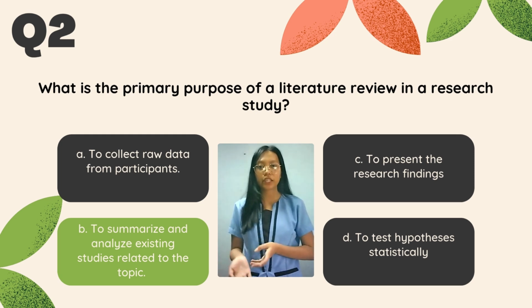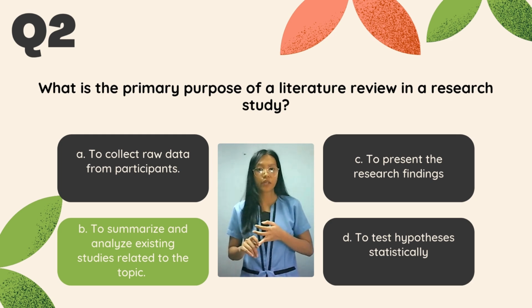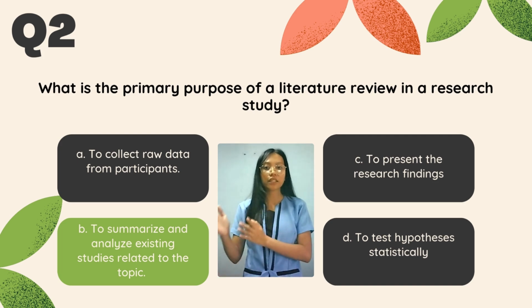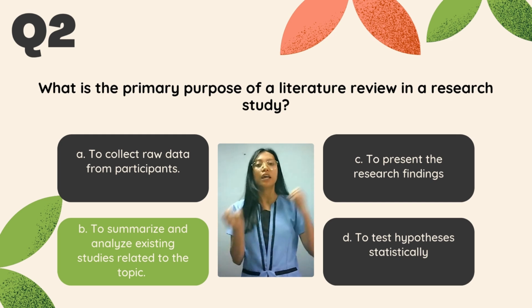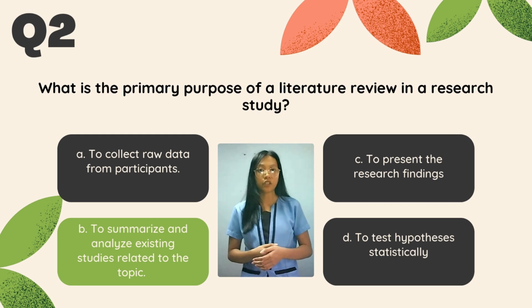As we all know, a literature review provides a foundation for the research. It helps us to identify the research gap, define the research questions more, and of course to justify the need for having a new study. Letter A is wrong because the data collection process happens in the methodology phase. Letter C is wrong because the research findings are presented in the findings section of the research paper. And lastly, letter D, hypothesis testing, is part of the data analysis stage and not of the literature review.